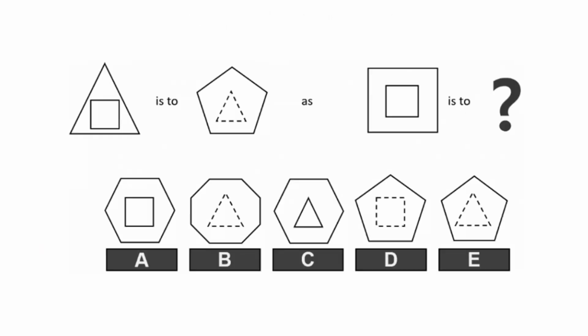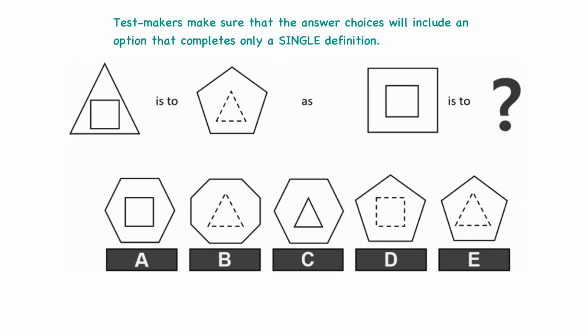A second common mistake is sticking to an alternative logical definition. As a reminder, this test presents you with abstract shapes, as we can see, for example, in our revealed pair in the example on screen. And because it shows you abstract shapes, it's open for interpretation, and some people may define the analogy differently. However, you should keep in the front of your mind the fact that test makers make sure that the answer choices will include an option that completes only a single definition.